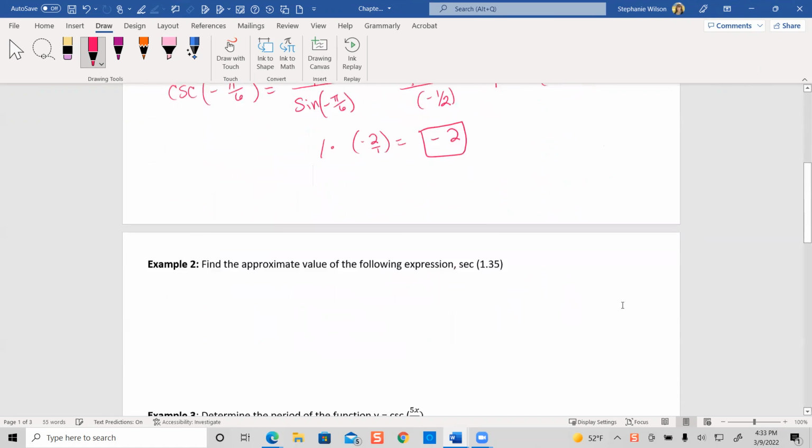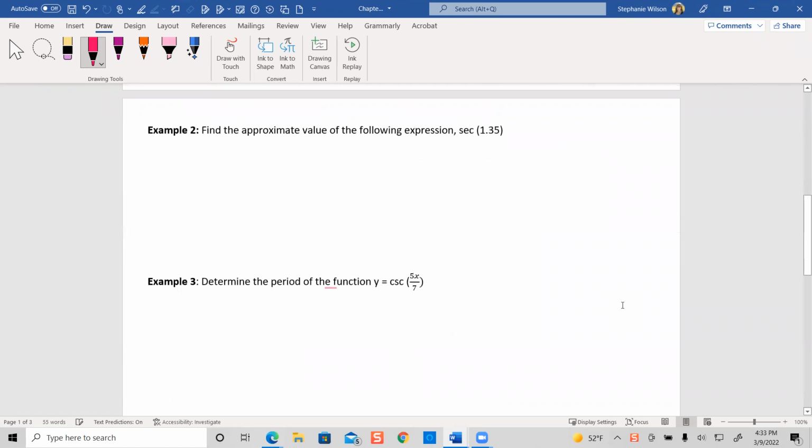So now let's go to the next one. We're going to find the approximate value of the following expression. So we have secant of 1.35. So what do I know about secant? Secant is the reciprocal of cosine. So let's rewrite it. I have secant of alpha is equal to 1 over cosine of alpha. Now let's just plug in what we know. The secant of 1.35 equals 1 over cosine of 1.35.